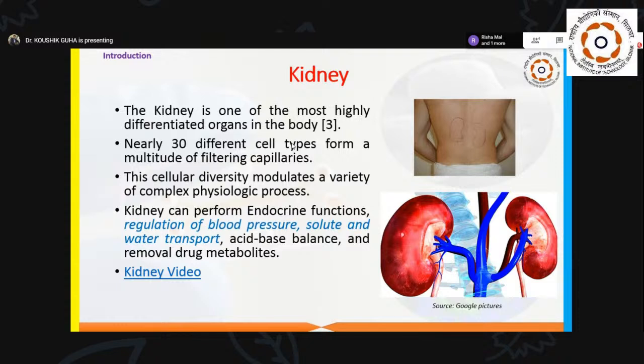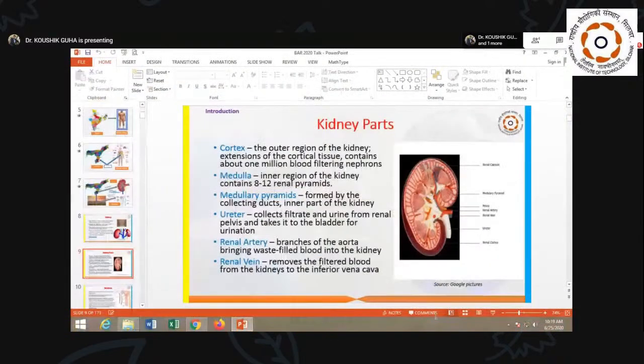So here I have included one kidney video. Let me play this kidney video. At this moment, I will stop the sharing of this, then I will try to play one kidney video.